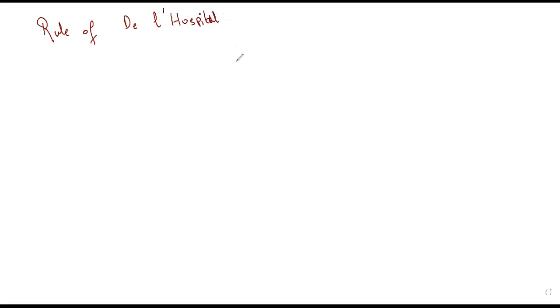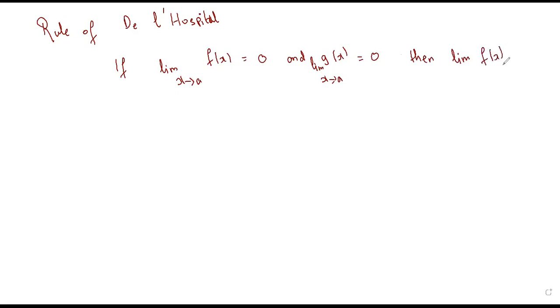All right, we call it L'Hopital's rule, and it says if limit x going to a for a function f of x is 0, and then if you have another function, let's say g of x, and the limit x going to a is the same, and this is also giving you 0, then limit f of x over g of x can basically be calculated as limit x going to a f dash of x over g dash of x.